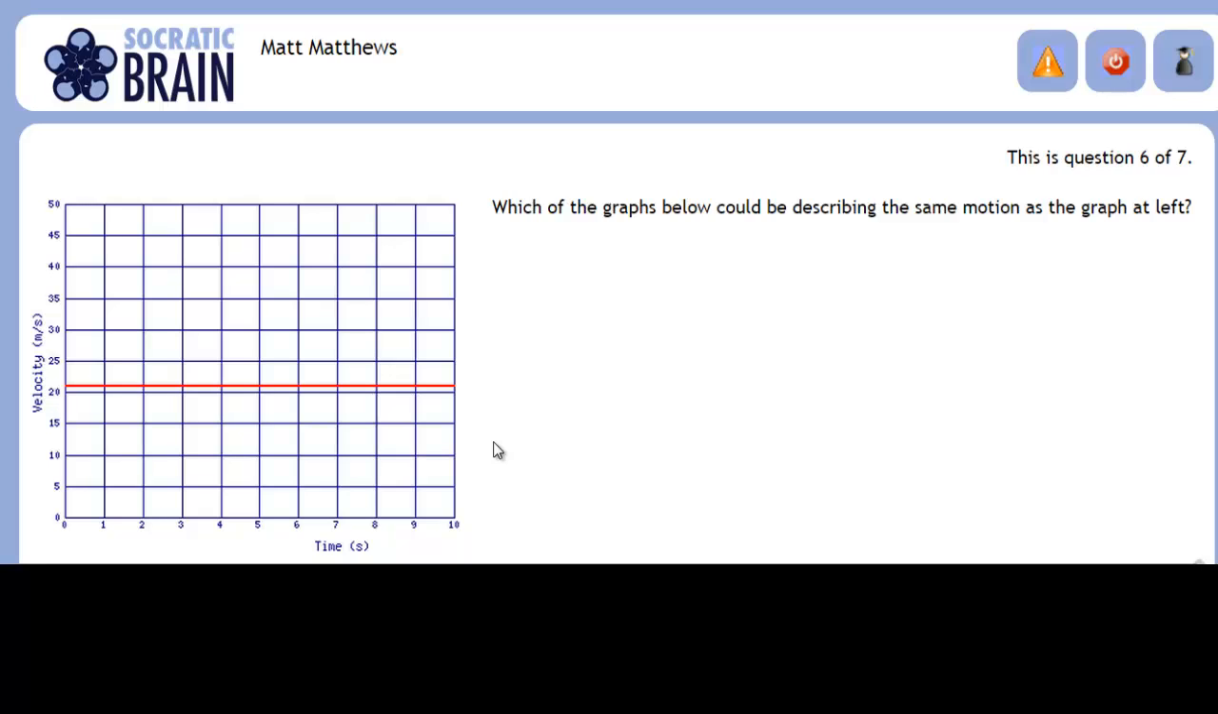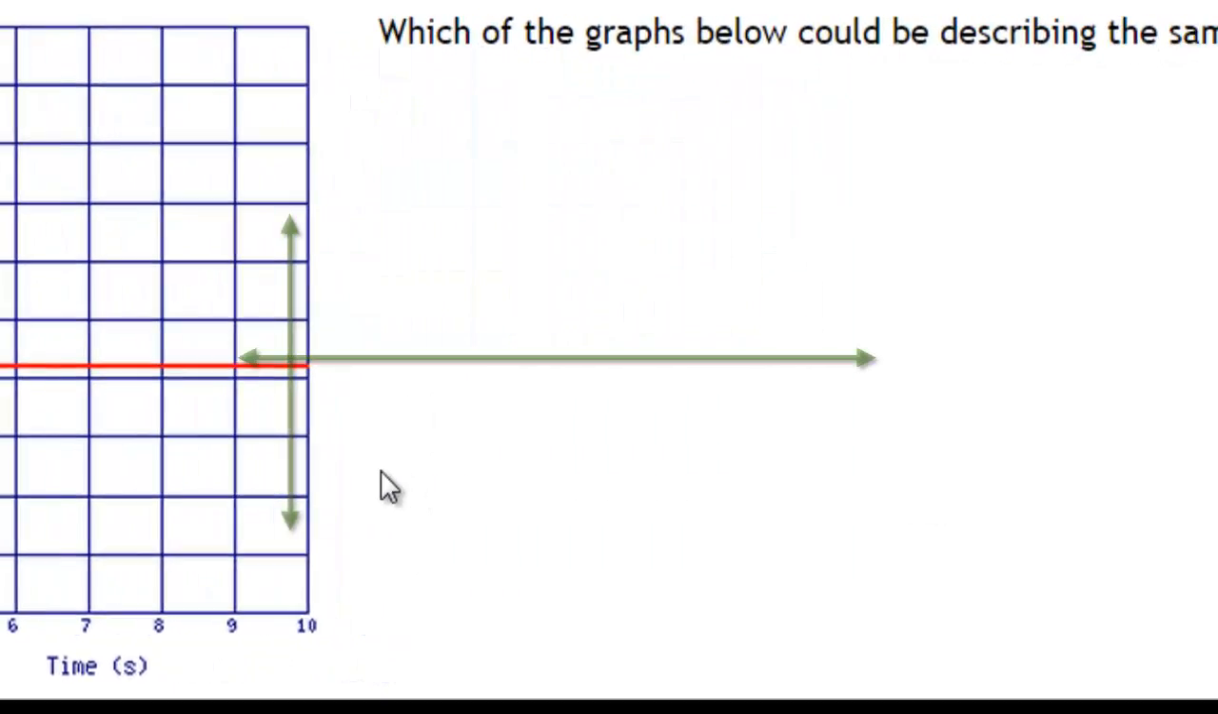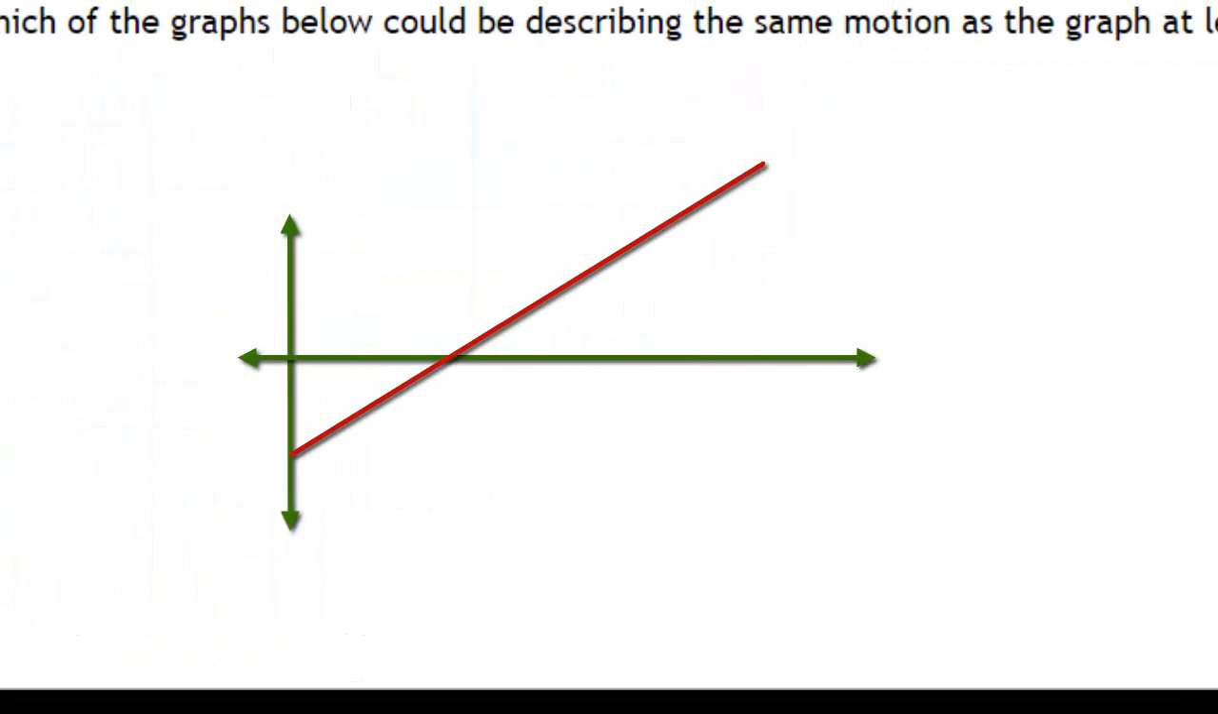So in this one, we're trying to match a velocity time graph to a position time graph. Again, I'd suggest not looking at the choices first. Instead, draw what you think it should look like. In this one, we have a constant positive velocity, so the position time graph would look like this. What would it look like if the velocity was negative? Try drawing that one for yourself.